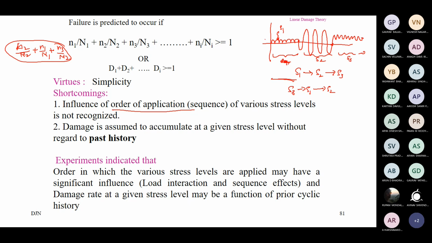Then one more drawback of this theory is that whatever damage accumulated here has no relation to the past history. So as I said, for the sequence effect, for example, in the first case, sequence 1, you have applied S1 first, then S2 and S3. But when you calculate damage for each load, it is individual.